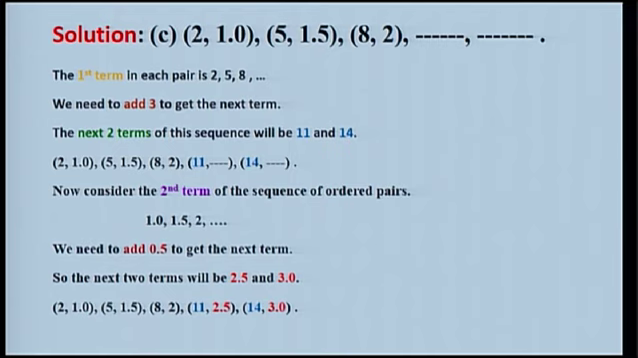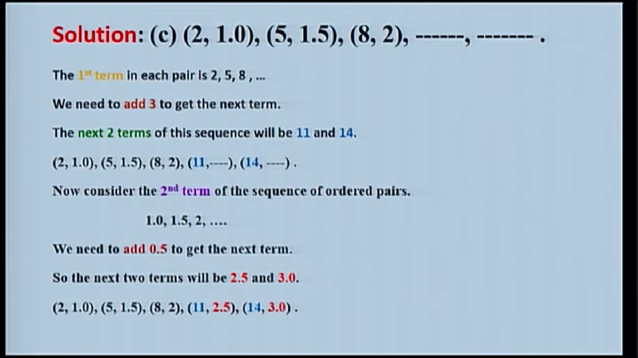Solution for part C: 2, 1.0, 5, 1.5, 8, 2. So the first term in each pair will be 2, 5, 8, and so on. So we can see that we need to add 3 to get the next term. So the next two terms will be 11 and 14. I add 3: 8 plus 3 is 11, 11 plus 3 is 14.